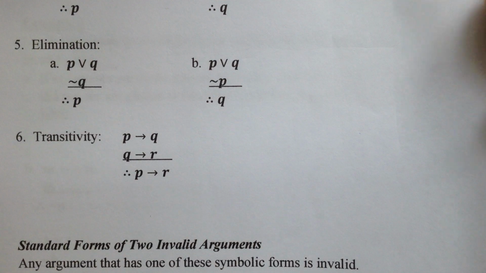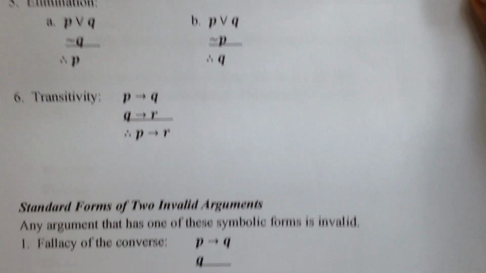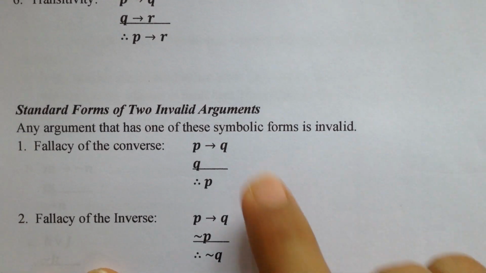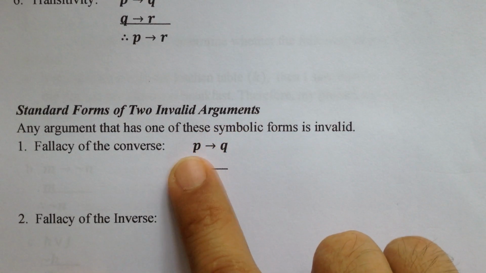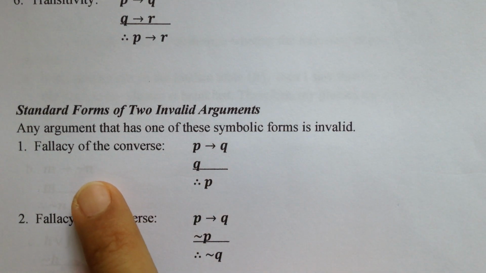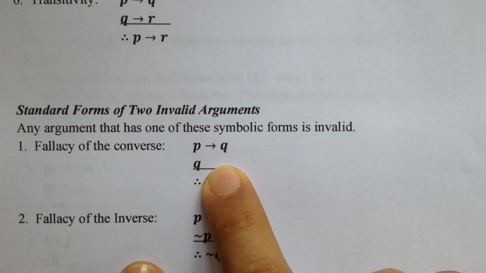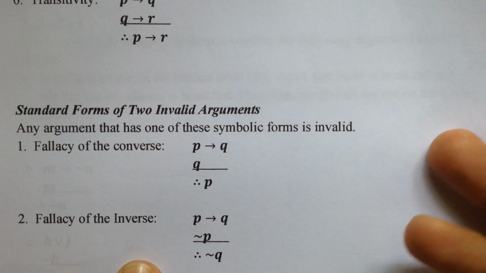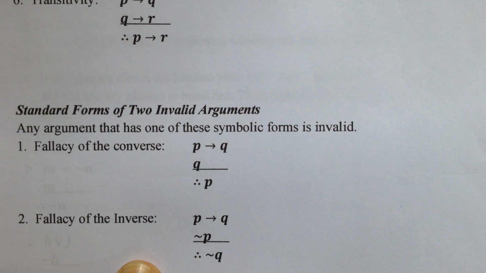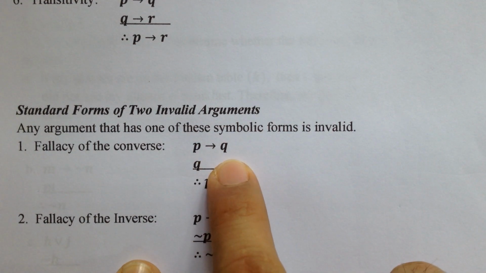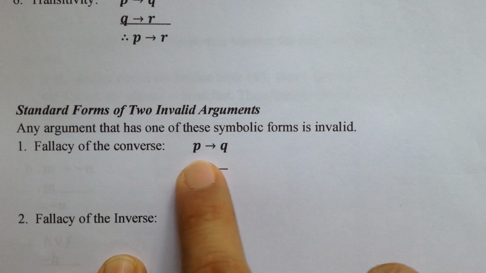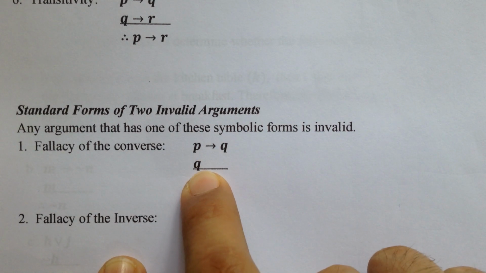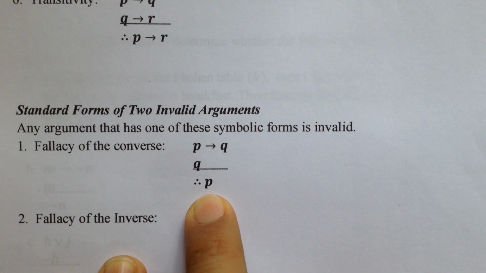Okay. We also have a form which is called the standard form for invalid arguments, and there are two of them. We call this the fallacy of the converse. Take note that the converse of a statement is not of the same truth value as the conditional statement. That's why if you have P implies Q and then Q is true, it is not correct to conclude P.